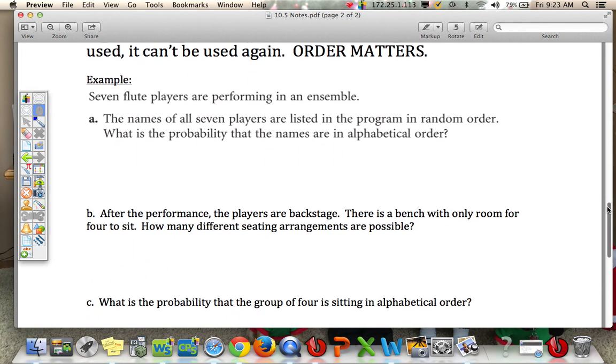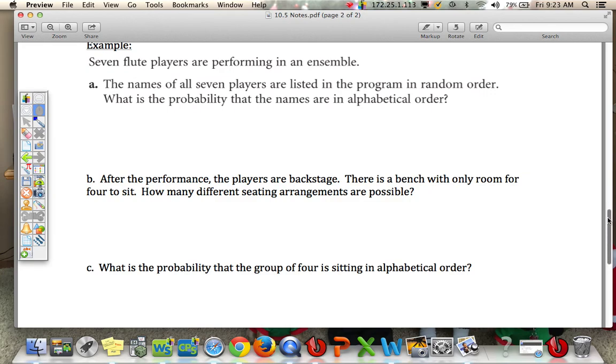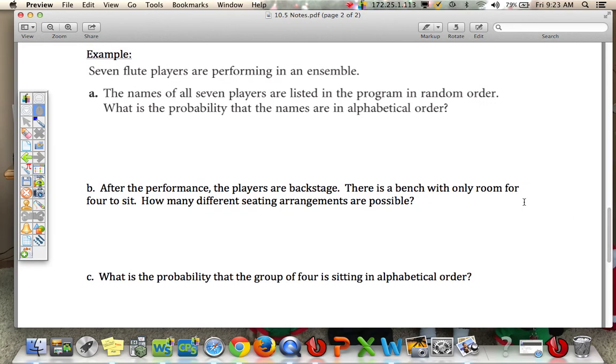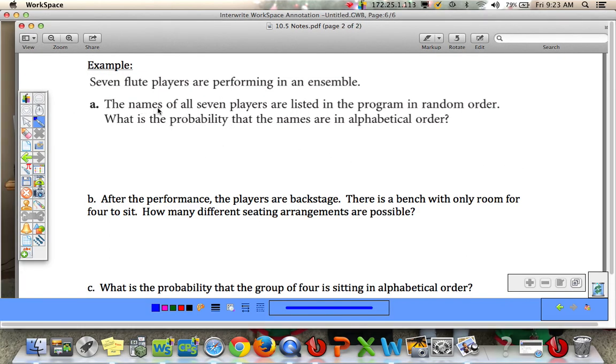7 flute players are performing in an ensemble. The names of all 7 players are listed in the program in random order. What is the probability that their names are in alphabetical order? Okay, so this one right here, we have names of all 7 players. I'm going to list my 7. There are 7 people to choose from for the first, 6 people to choose from for the second name because you've used 1. If you use 2 names, there's 5 people left to choose from, and then 4, and then 3, and then 2, and then 1.